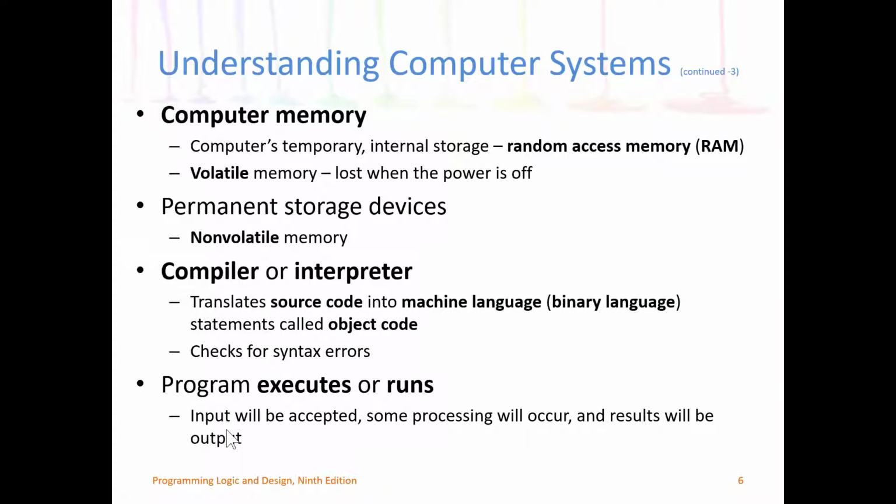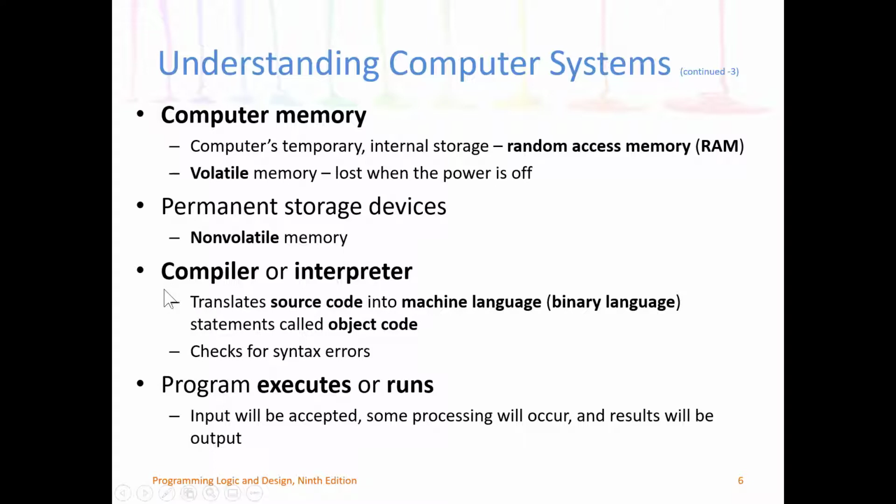Other parts of a computer: we have the computer memory, which is random access memory, which requires electricity to hold its values. It's called volatile memory. If it loses power, it goes dead. And then we have permanent storage, like your hard drive or your SSD. That is non-volatile memory. SD card, USB memory stick, that's non-volatile.